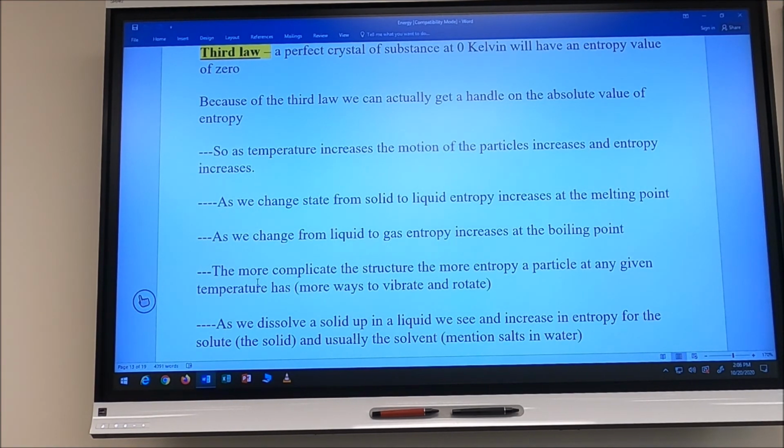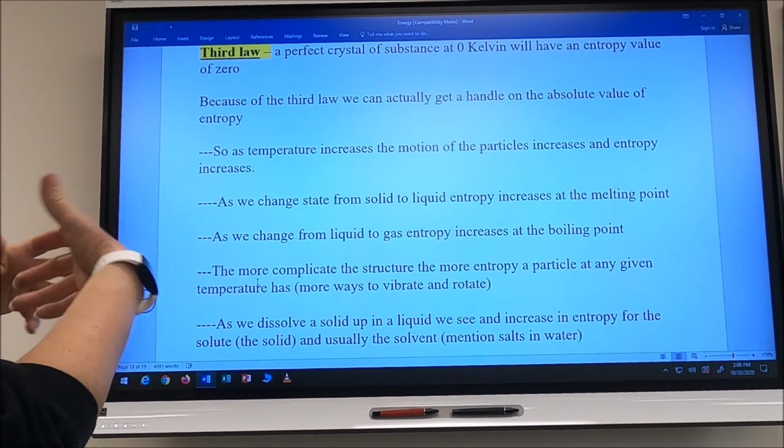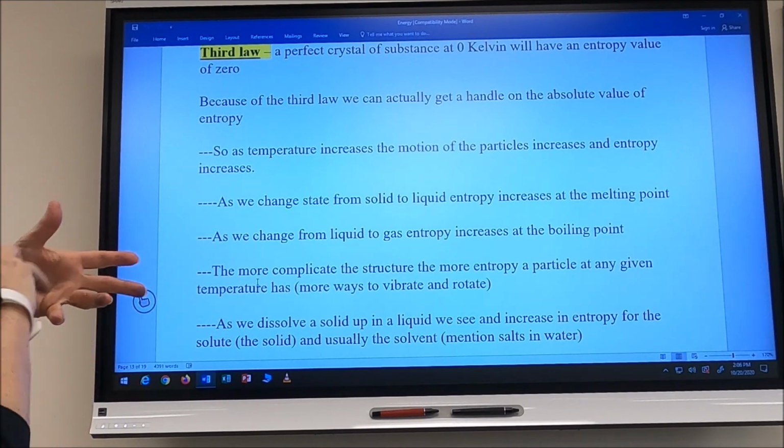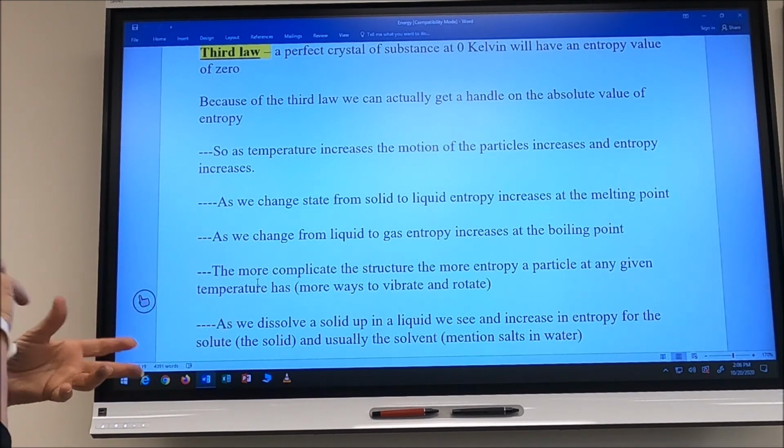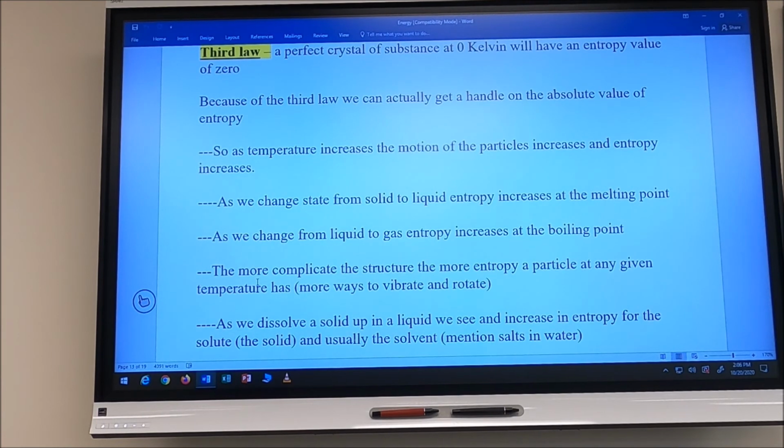As we change from solid to liquid, we see an increase in entropy. As we go from liquid to gas, we see an increase in entropy. We know the more complicated the structure, the more entropy a particle has, because remember, it vibrates and rotates. So the more complicated the structure, the more different ways the atoms can move relative to each other. If we dissolve a solid up into liquid, we see an increase in entropy for the solute, and usually an increase in entropy for the solvent.